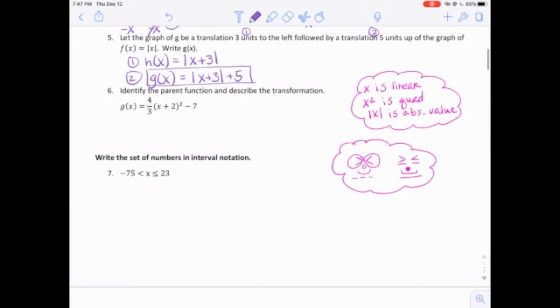All right. Number 6, we're kind of doing the opposite thing. We're given an equation and we want to identify the things that have happened to it. We also want to identify the parent function. Over here in this little cloud, I gave you some reminders on how to find which parent function it is. Notice that we have an x plus 2, but it has an x in it and it's squared, so we're quadratic.